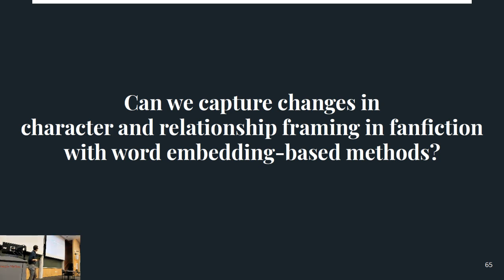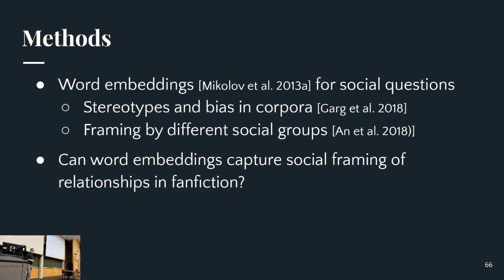The reason we're using word embeddings is that there's a growing body of work on using distributional semantic representations for social questions in language. So things like stereotype and bias in corpora. I actually gave an example of this paper a while ago, which used word embeddings. Things like framing by different social groups. We had a mention of Reddit. This paper was looking at Reddit, how people talk about things like gun control on different subreddits. So our question is, can word embeddings capture social framing of relationships in fan fiction?